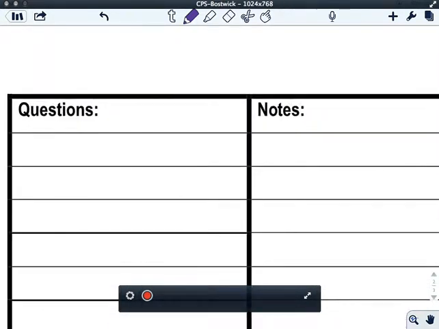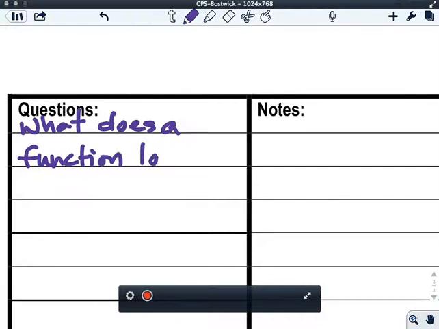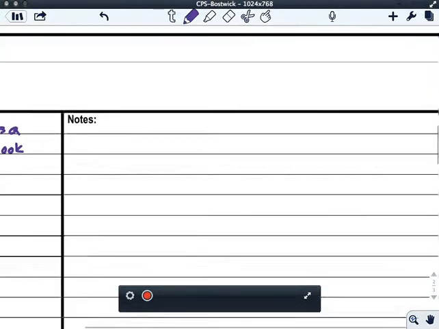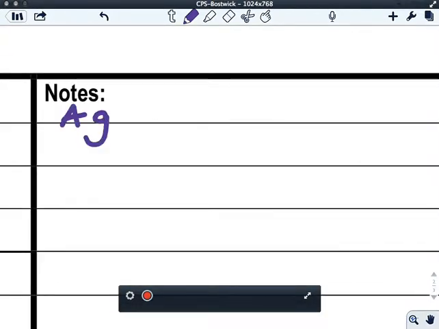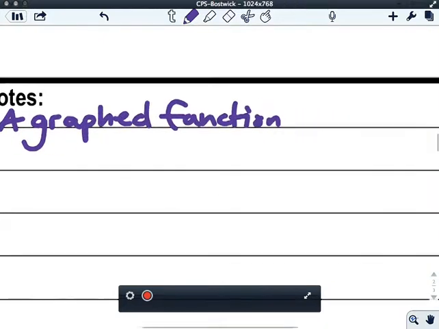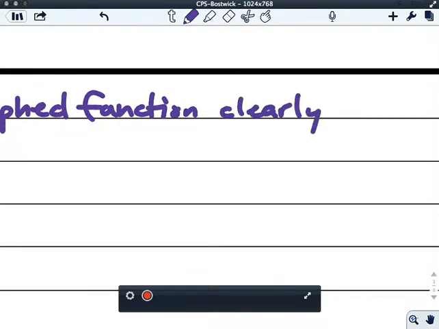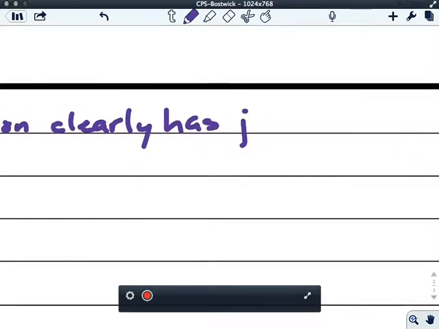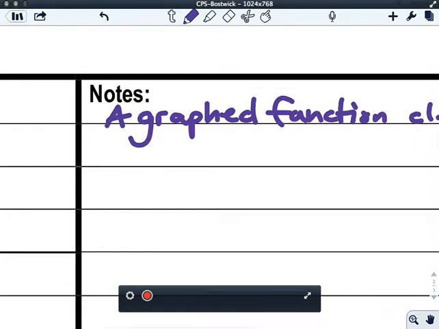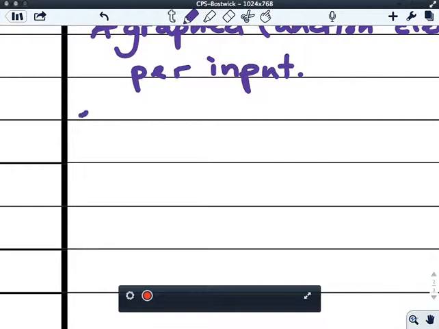So let's make our next question this. What does a function look like? I'm going to say it descriptively first. A graphed function clearly has just one output per input. So let's look at a couple of examples.